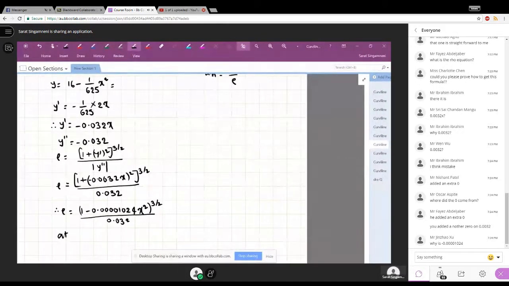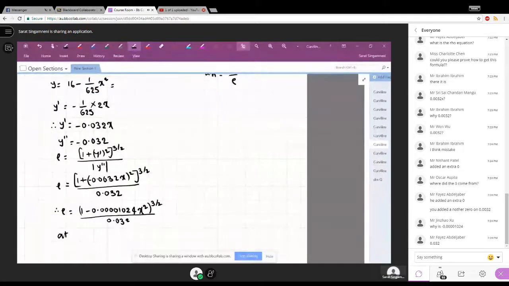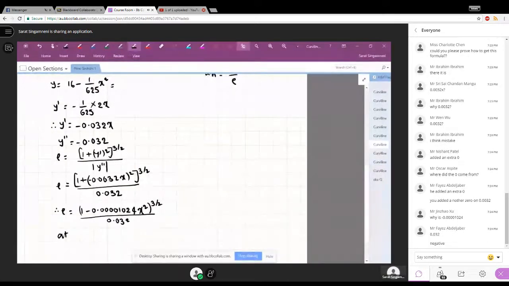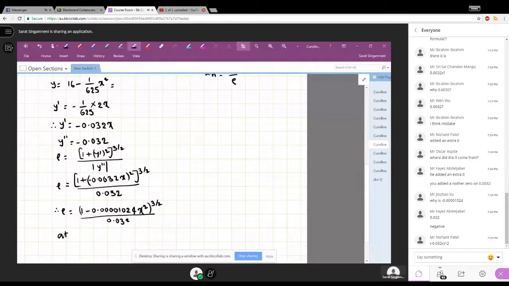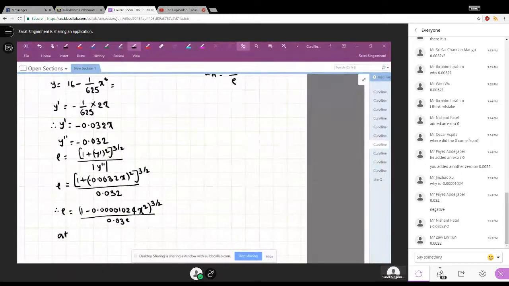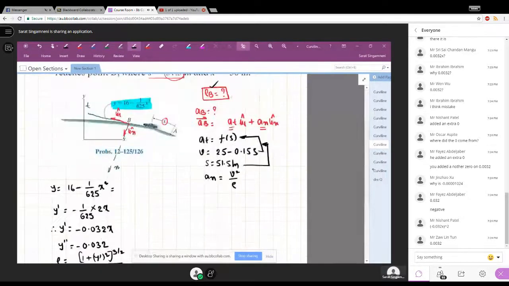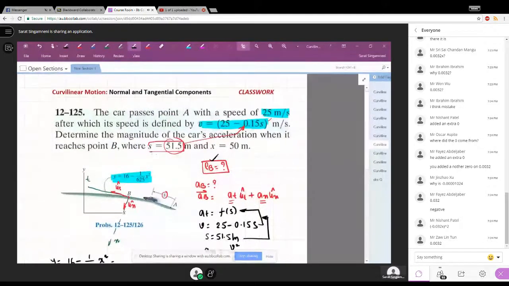Two over 625 is how much? 0.0032, sir. That's what I have written. At what? At x equal to 50 meters. Where did I get this from? He told in the problem, when s equal to 51.5, we are at point B, corresponding x is 50 meters.